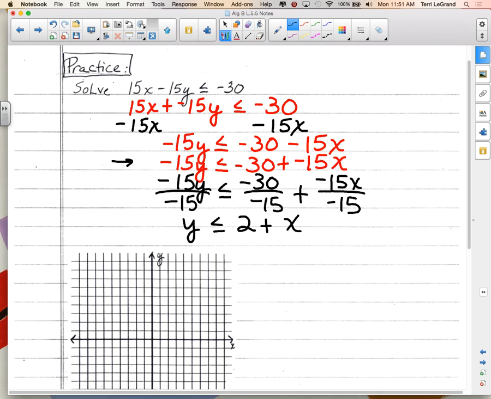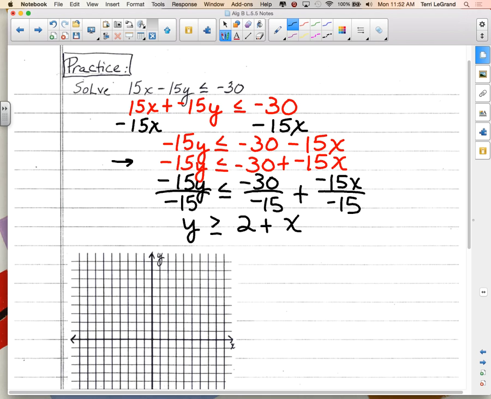Do you agree with me? No. Why not? Because you have to change your sign. Oh, I have to flip the sign because why? Because you divide by a negative number. Because we divide by a negative, and when we divide by a negative, we have to make sure that we remember to reverse the symbol. So from it being less than or equal to, it has to switch to greater than or equal to. So the arrow part of it reverses, doesn't it?